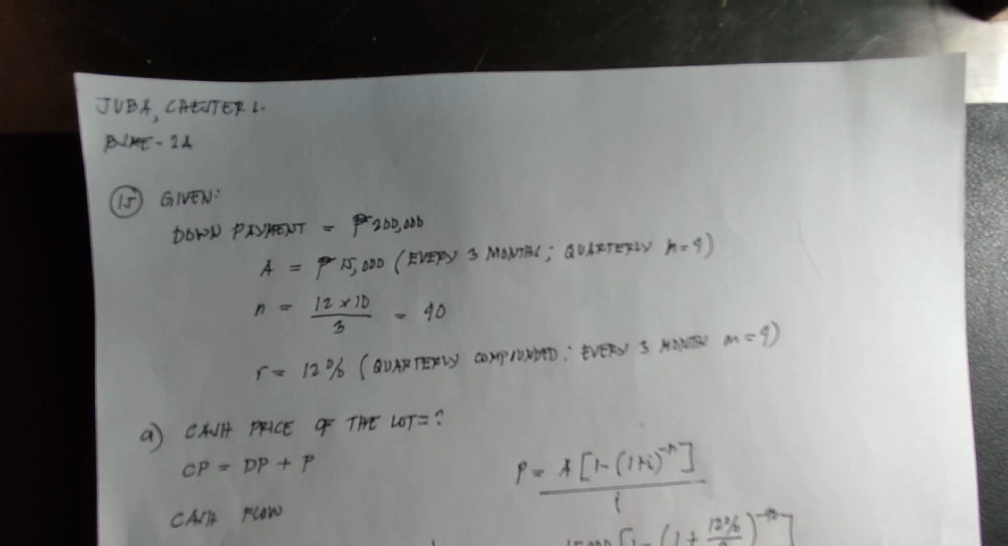So first, let's locate the given. The down payment is equal to 200,000 pesos. Then our A is equal to 15,000 pesos every 3 months, quarterly, when our M is equal to 4. N is equal to 12 times 10 all over 3, which is equal to 40. Then R is equal to 12% compounded quarterly, every 3 months, which is also M equal to 4. So first, for A, we were asked to find the cash price of the lot.